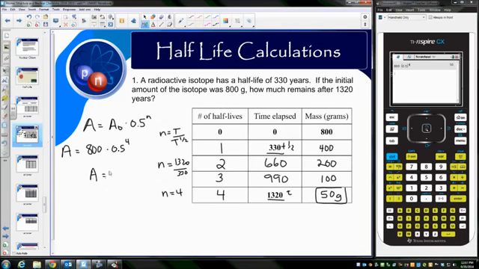So our remaining mass is 50 grams. So using both methods, this worked great.